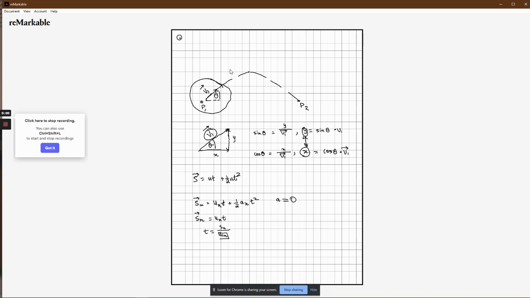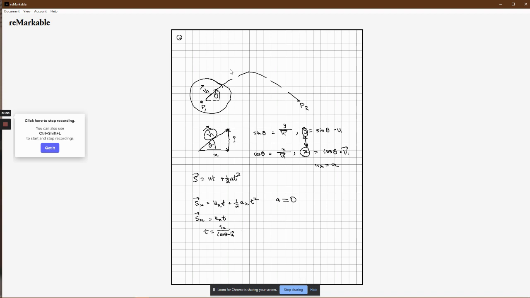Now, u of x is the initial velocity, and u of x is equal to the horizontal component of this velocity vector. If we sub this formula in, it's cos theta multiplied by v1. Make sure you don't get any complex conjugate things. People do get mixed up, I don't know how.